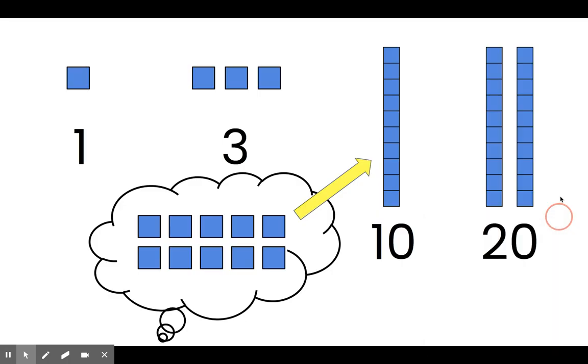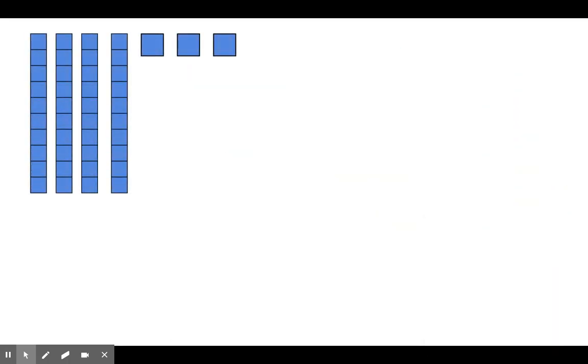Let's review a few more. Let's count to see what number we have here, starting by counting by tens and then counting on by ones, because these represent groups of 10 and these are just individual ones. Here we go. 10, 20, 30, 40. Now we're counting by ones. 41, 42, 43. These blocks together make the number 43.